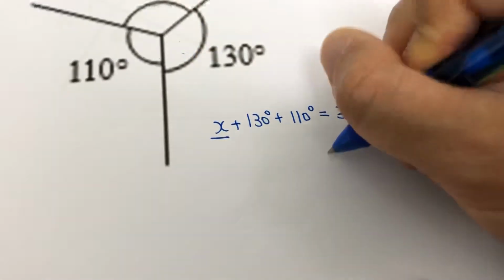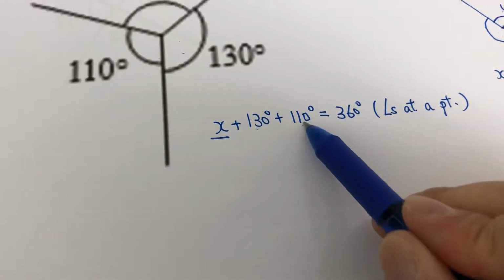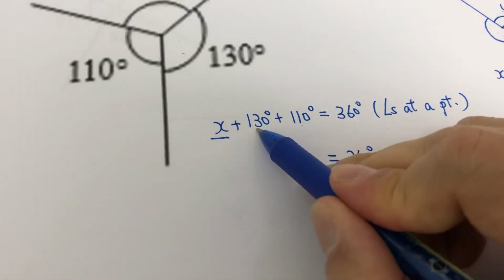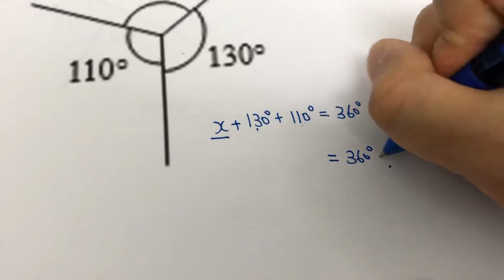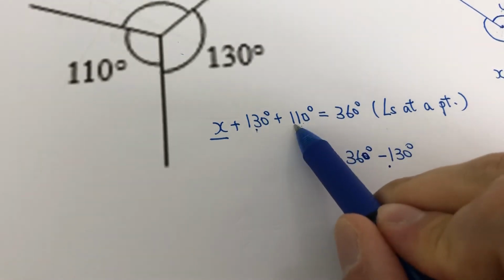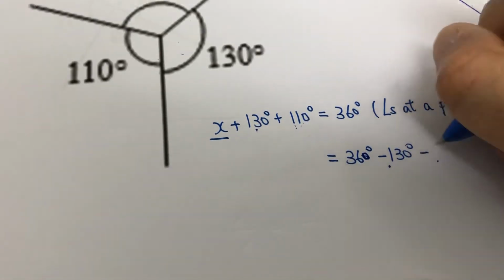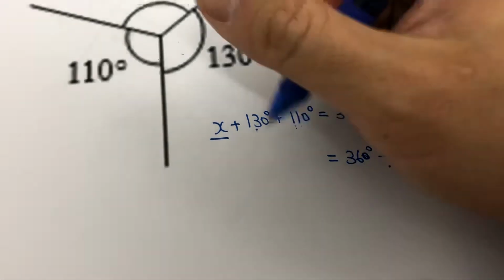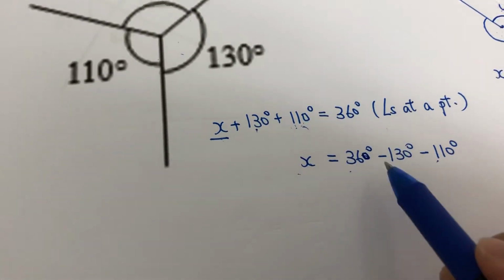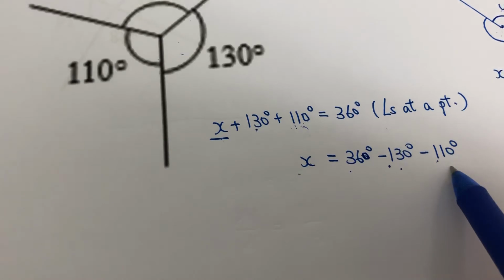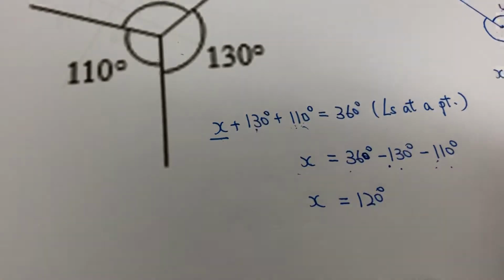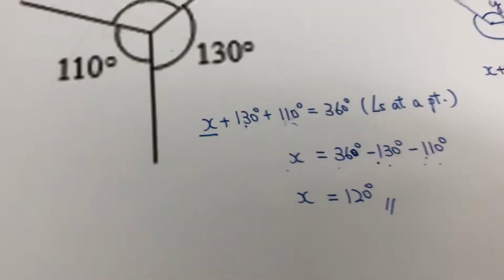And now we could continue. We want to know what is x, so we have to get rid of the two angles here. Let's move them to the other side. First of all, 130 positive, when you move to the other side, it becomes negative 130. And 110 positive, when you move to the other side, it becomes negative 110 degrees. So for the left hand side, we've got only x left behind. That means x equal to 360 minus 130 minus 110. And the result is 120. So x is equal to 120. It's done.